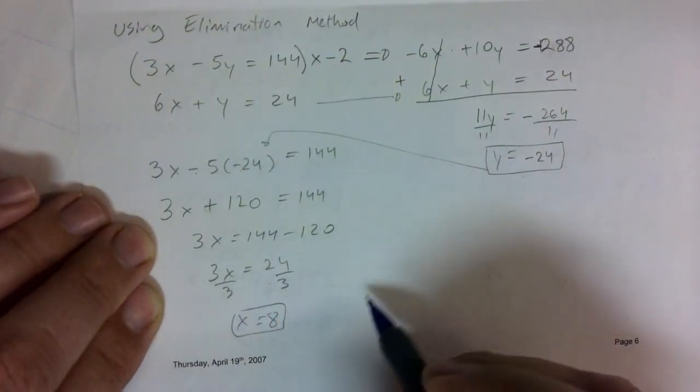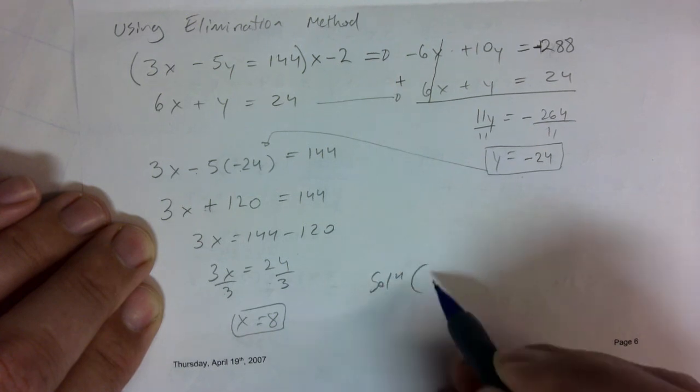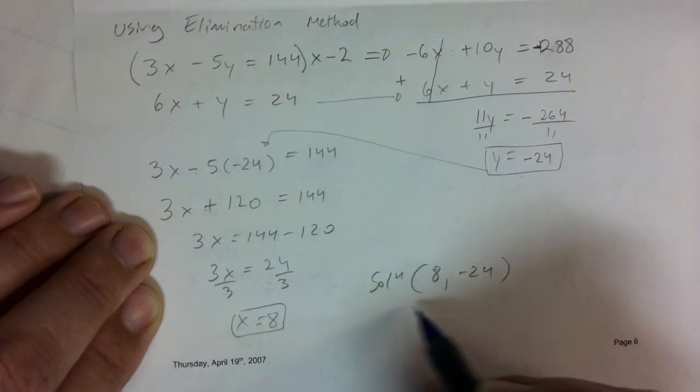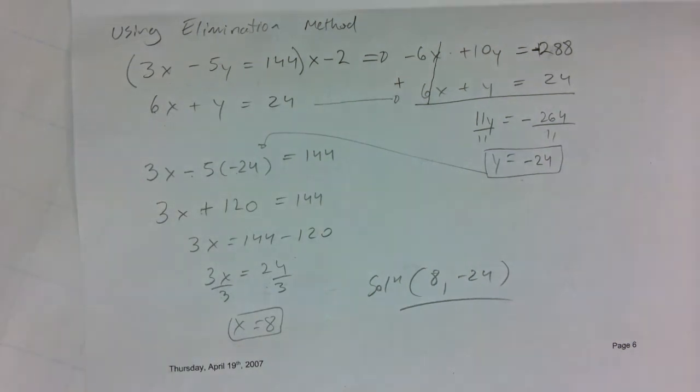And we won't verify again because we already know that that's correct. But this is using the elimination method. Okay.